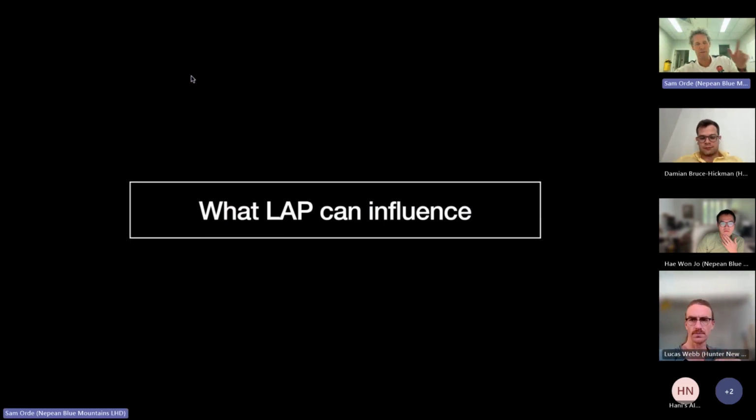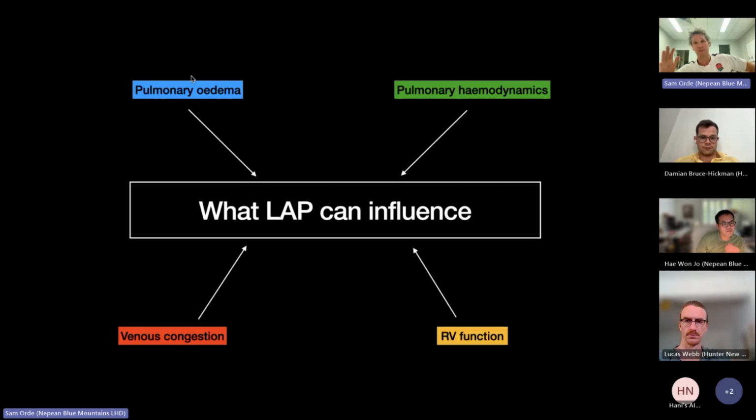Okay, so that was all the stuff that influences the left atrial pressure. That was mechanical ventilation, MR, arrhythmias, LV function. RV function can be in there, a bad example of that. But now let's talk about what the left atrial pressure can influence. This is all that stuff behind the left atrium. So it's going to be your lungs, your pulmonary hemodynamics, your RV function.